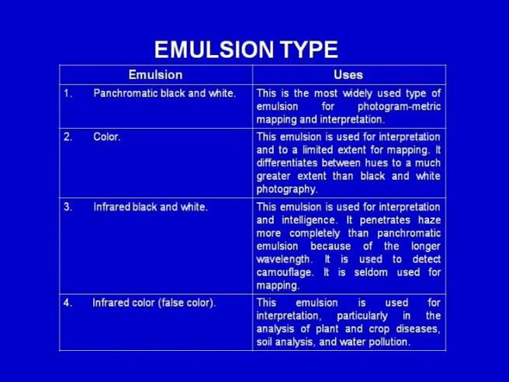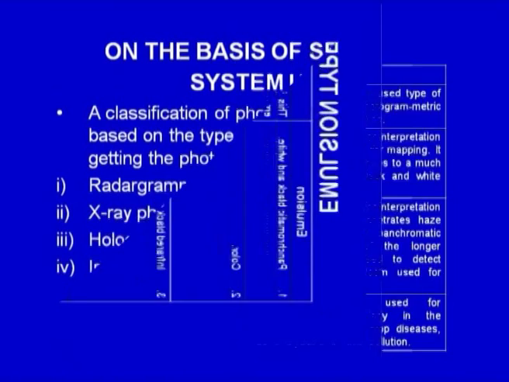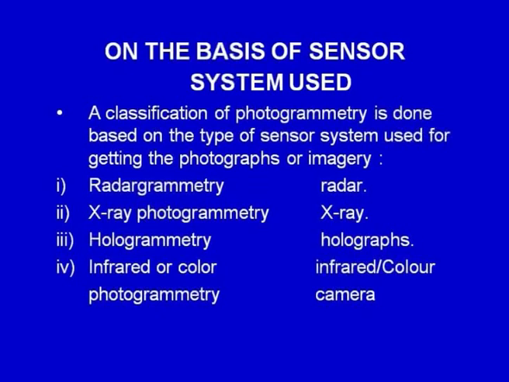The fourth type of emulsion is the infrared color film, or what we call the false color. This emulsion is used for interpretation, particularly in the analysis of plant and crop diseases, soil analysis and water pollution. Now, let us look at the classification of photogrammetry on the basis of the sensor system used.